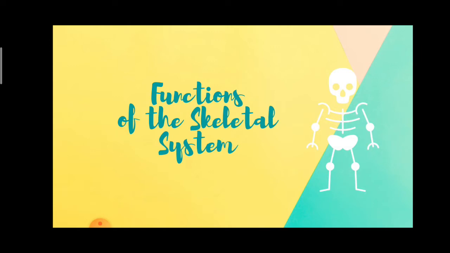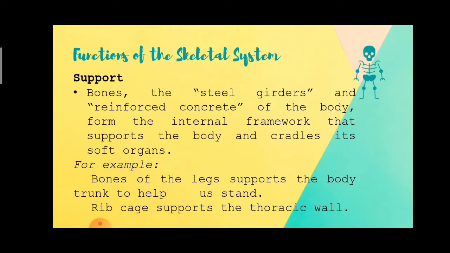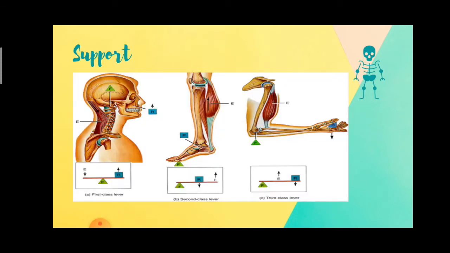Functions of the skeletal system. Number 1 is support. Bones, the steel girders and reinforced concrete of the body, form the internal framework that supports the body and cradles its soft organs. For example, bones of the legs support the body trunk to help us stand. The rib cage supports the thoracic wall.